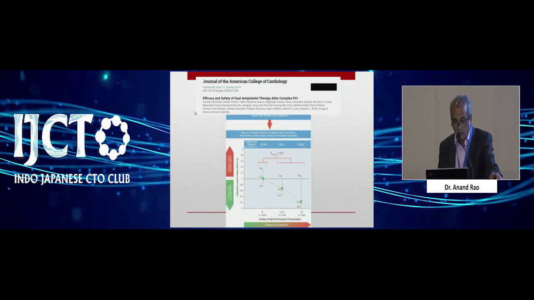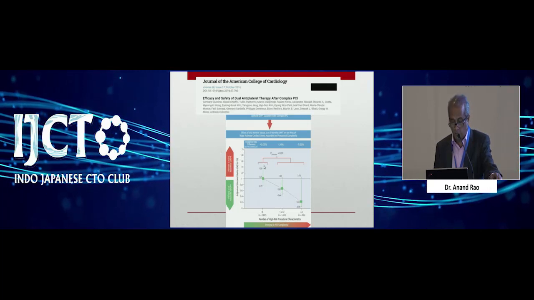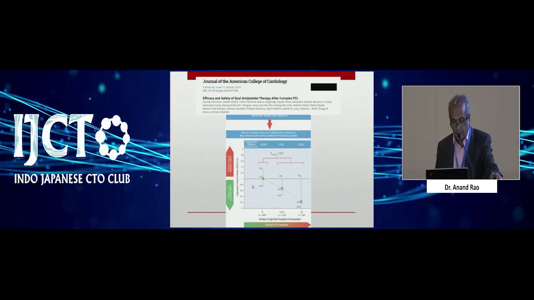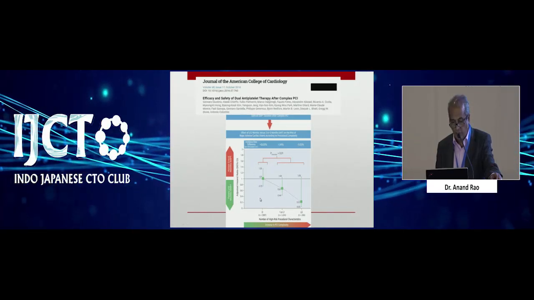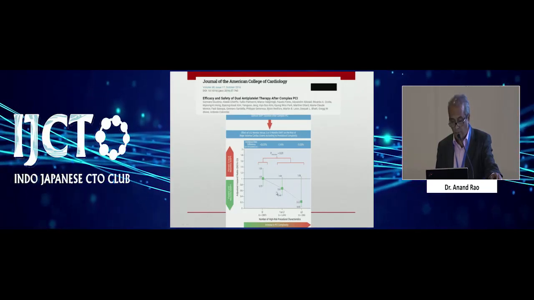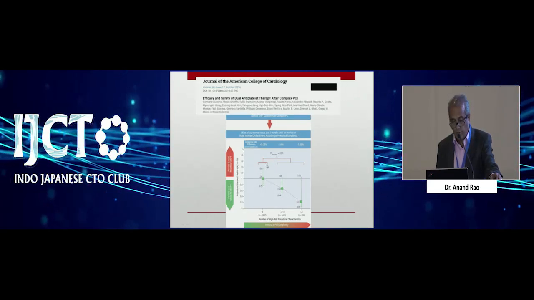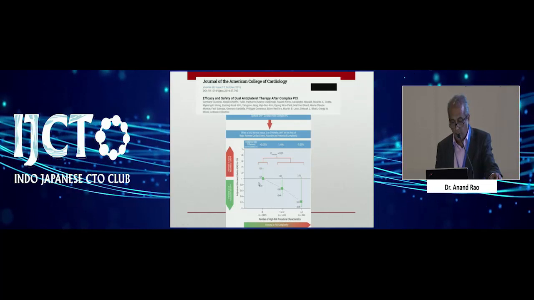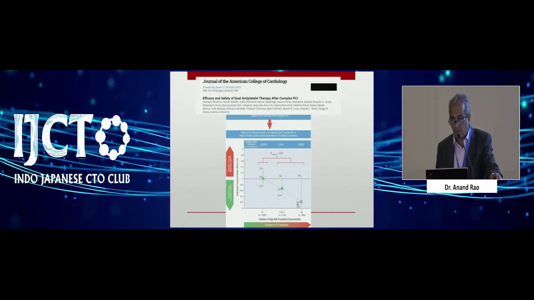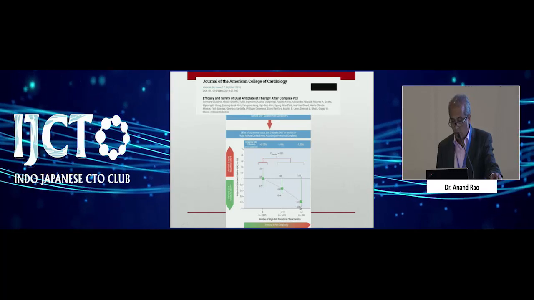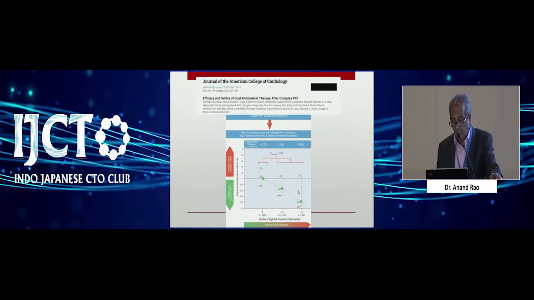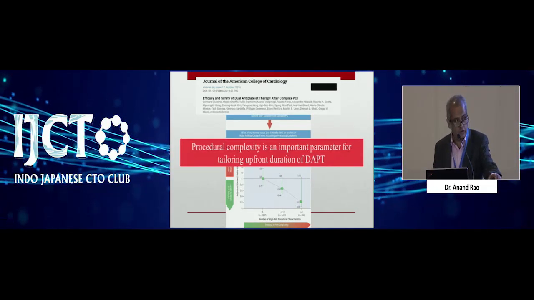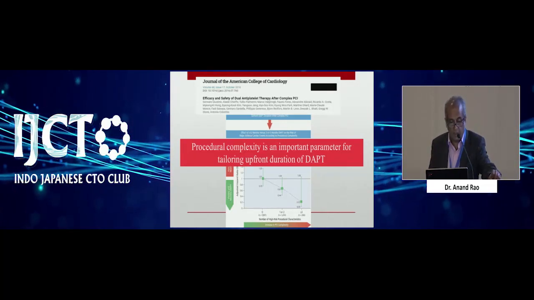If you look at this graph very carefully, they analyzed it for 12 months, and the upper part of this curve showed a DAP treatment of 3 to 6 months, and the lower part showed the DAP treatment for 12 months. As you go to the right side, the PCI complexity increases. What they showed was, if the complexity of the procedure is very low, 6 months or 12 months DAP treatment did not differ. But as you go into more complex lesions, triple stenting, bifurcation stenting, and CTO, 12 months of DAP treatment is much better and reduces the MACE events quite significantly. They came out with a very important statement saying that procedural complexity is an important parameter for tailoring upfront duration of DAP.